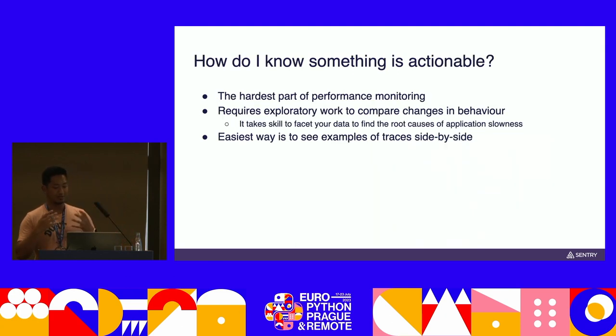So once we've identified some stuff as potentially actionable, we need to know how it is actionable. This is kind of the hardest part. It requires a lot of exploratory work. You're going to want to actually look into your data, and you have to compare good example use cases and bad example use cases. So that is very important in understanding how you can slice and dice your data. Because once you can compare it, then you can zero in on what the changes are and make those fixes as well.